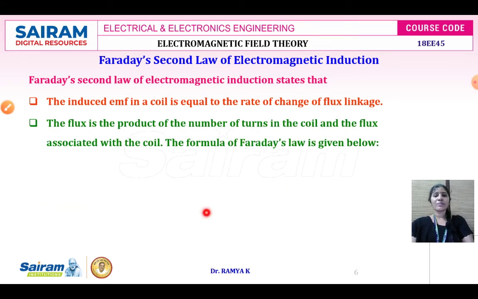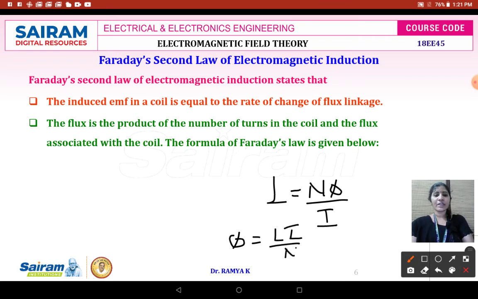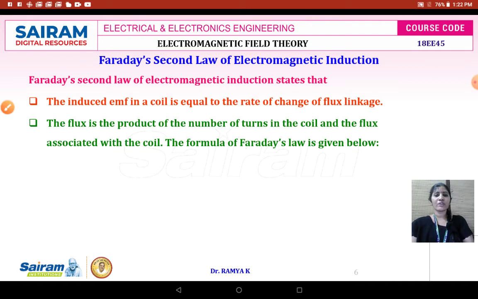Next, the flux linkage is the product of the number of turns in the coil and the flux associated with the coil. We know that L is equal to N phi divided by I, and also the flux phi is equal to Li divided by N. When you consider the flux, it is associated with the number of turns in the coil and also the flux associated with the coil.